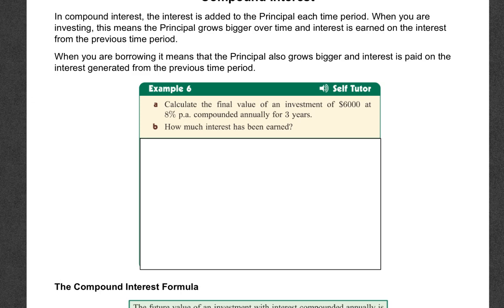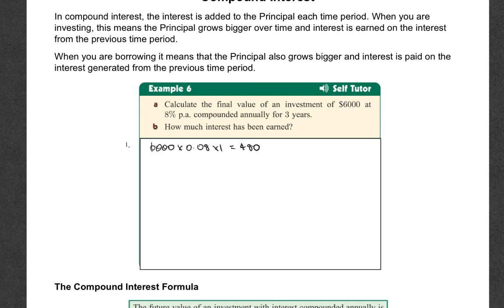In compound interest, the interest is added to the principal each time period. Remember, principal is the amount of money we invest. When you are investing, this means the principal grows bigger over time and interest isn't earned on the interest from the previous time period. So it's like imagining your box of money grows bigger every time. When you're borrowing, however, it means that the principal also grows bigger and the interest is generated from the previous time period.